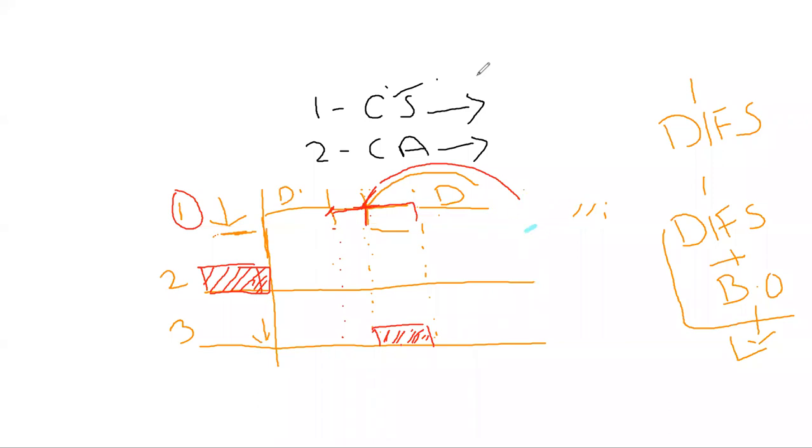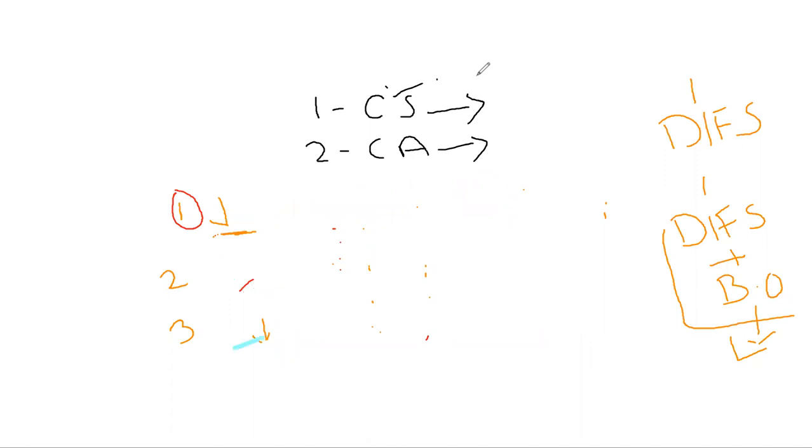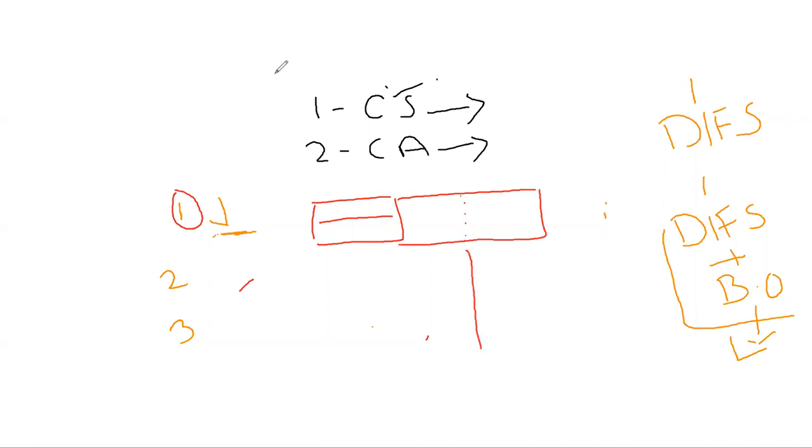Let's draw the entire thing again to make it clear. So let's suppose this is the DIFS amount, the node is waiting for DIFS amount of time, and after DIFS amount of time, the node has started its backoff timer. Now at this particular point, let's suppose the medium gets busy, so the node will stop its backoff timer. At this particular point, the backoff timer is stopped.